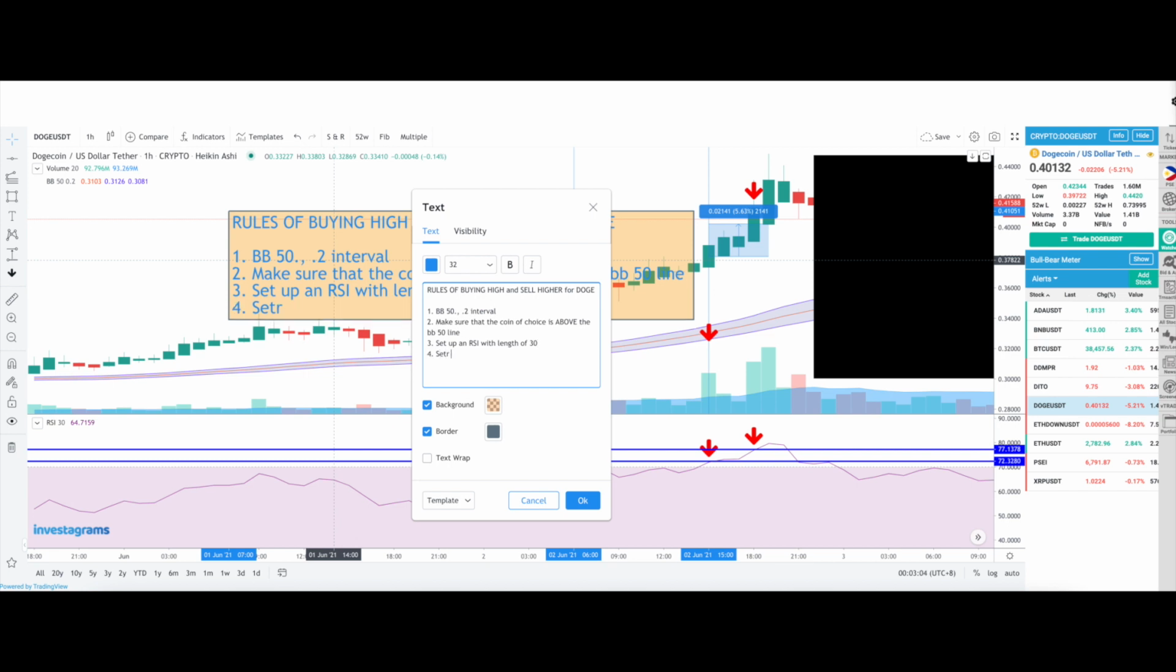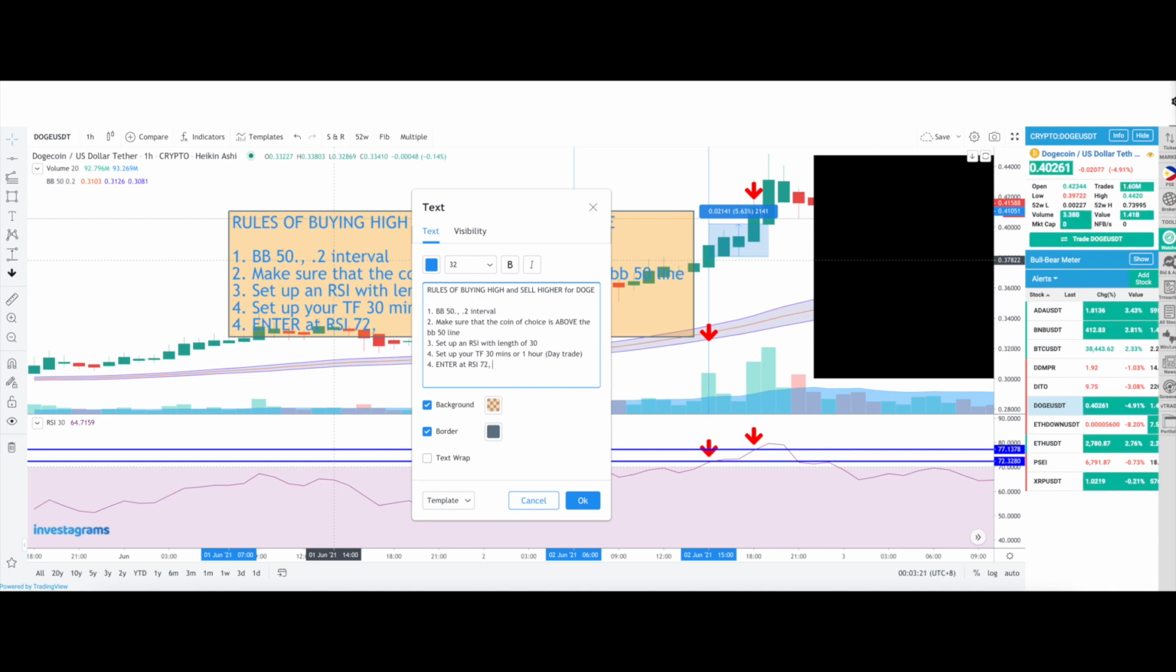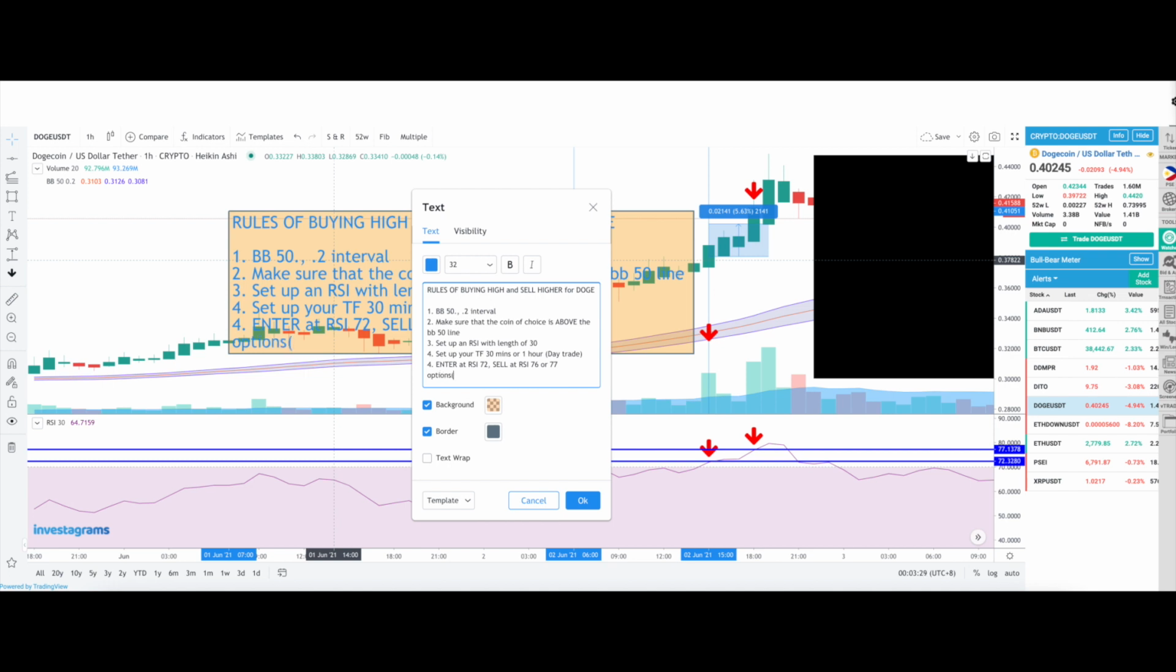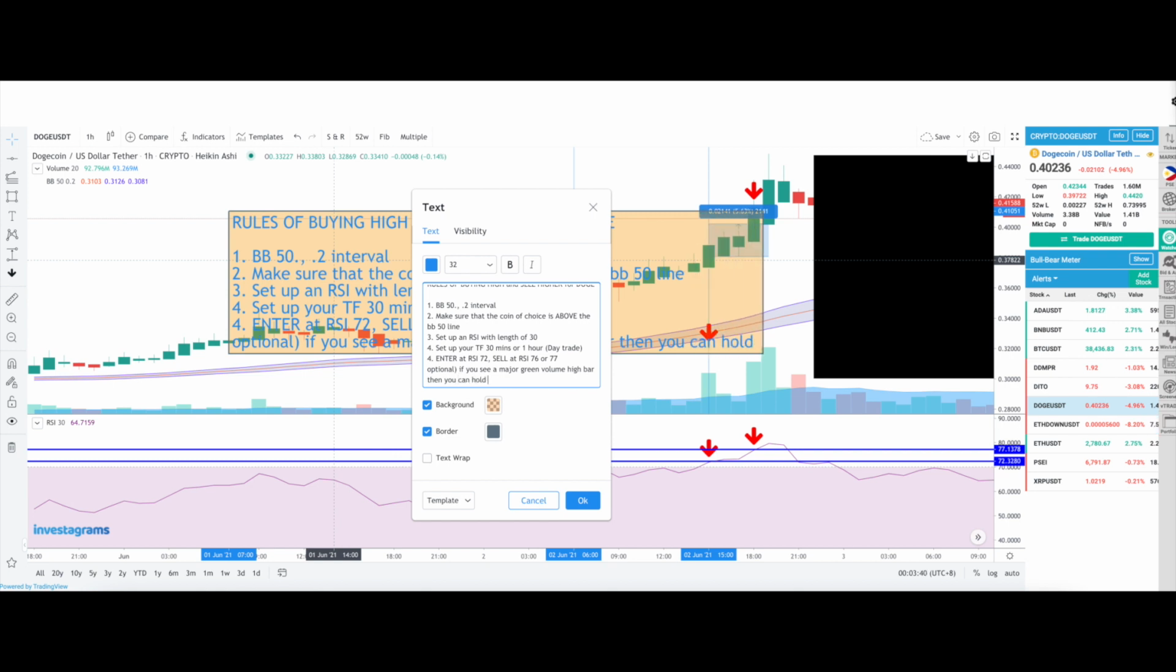Number four, set up your time frame at either 30 minutes or 1 hour, not less than. It's going to be a day trade. Number five, enter at RSI 72. Sell at RSI 76 or 77. Optional: if you see a major green volume high bar, then you can hold.